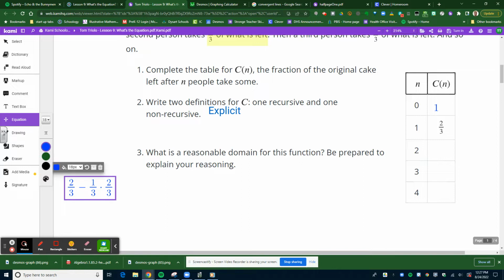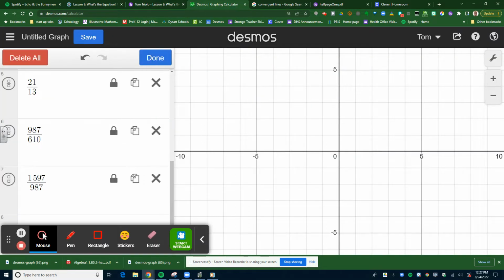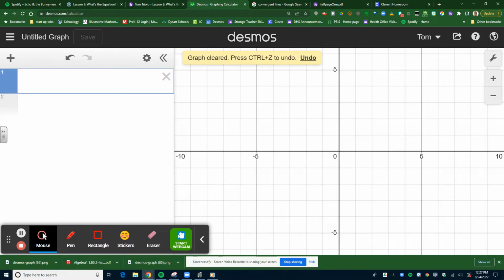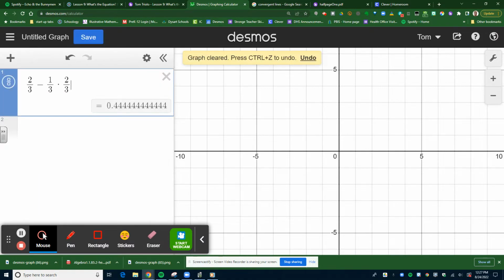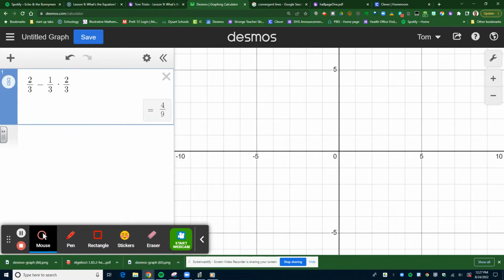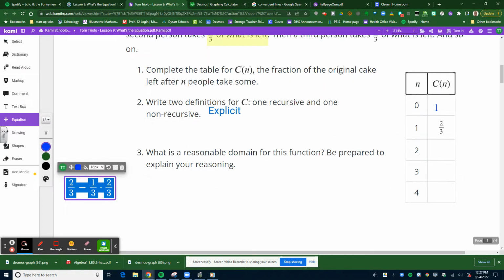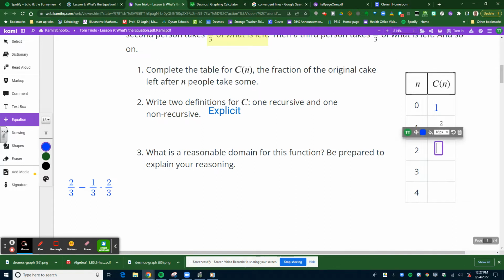And if you're like, I don't want to do that, fine. You know what? Now you can use Desmos. Just go here, do a little Control A, Control C, go to Desmos, go here, paste, and then convert it into a fraction. So 4/9. So come back here. We now know we have 4/9 left. Okay? This is an iterative process, just like we did in the warm-up.